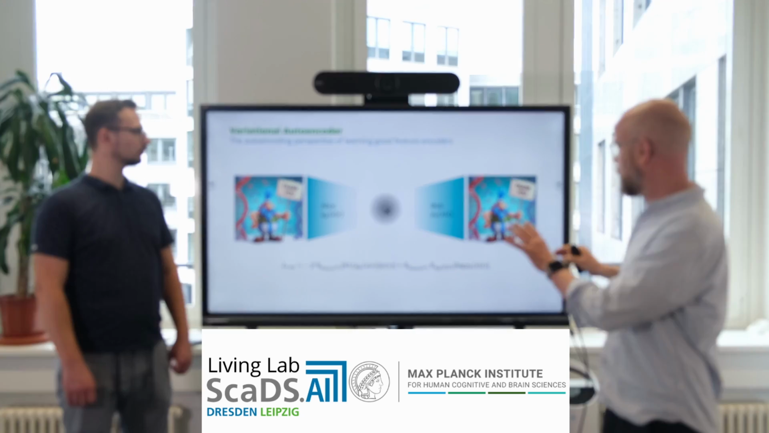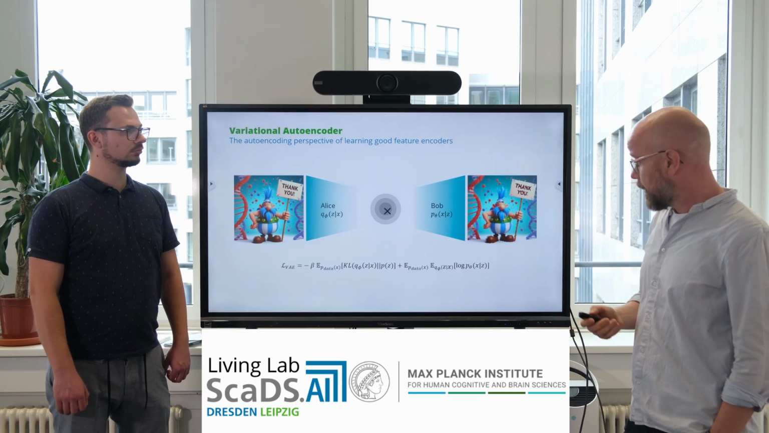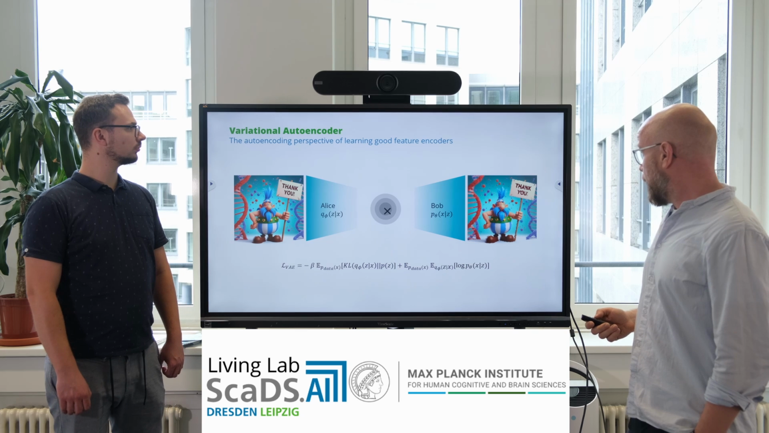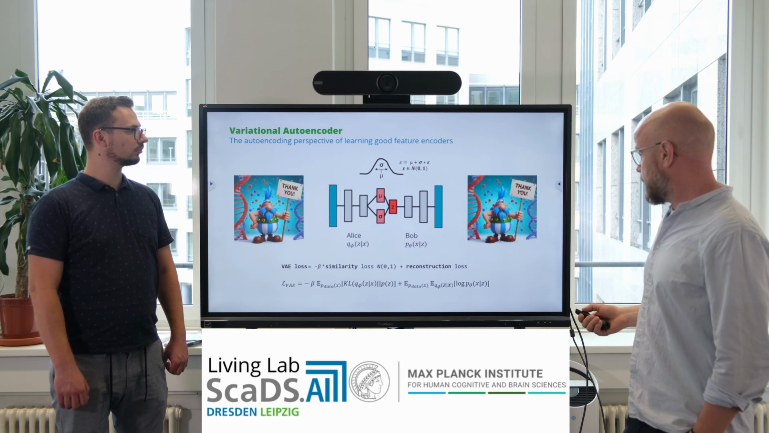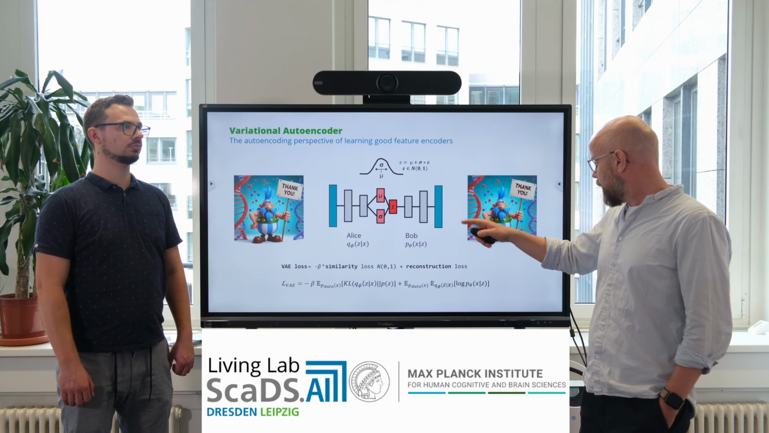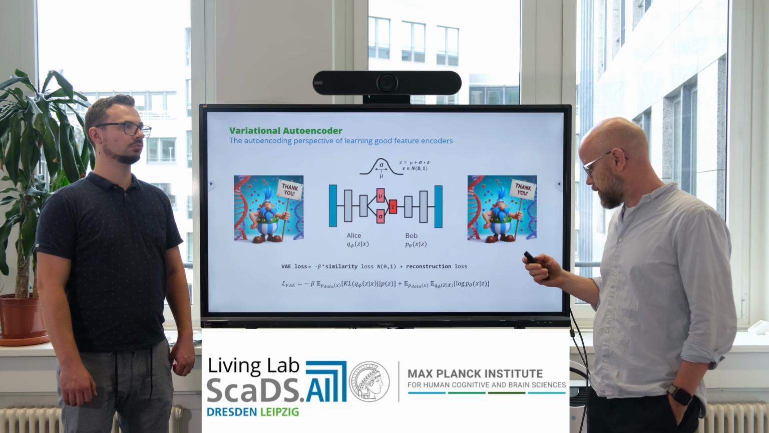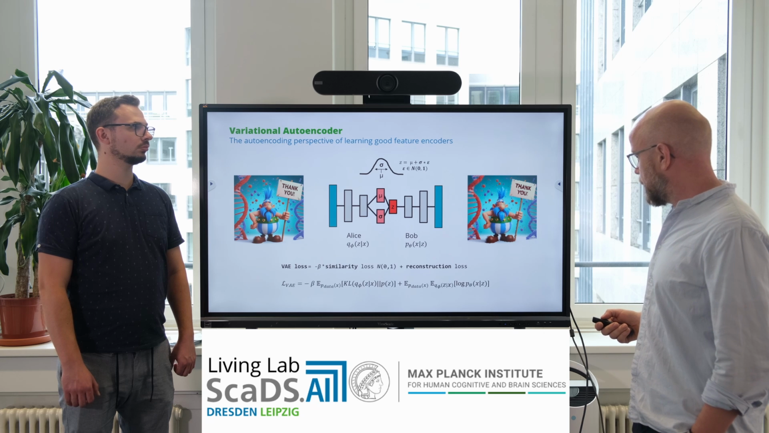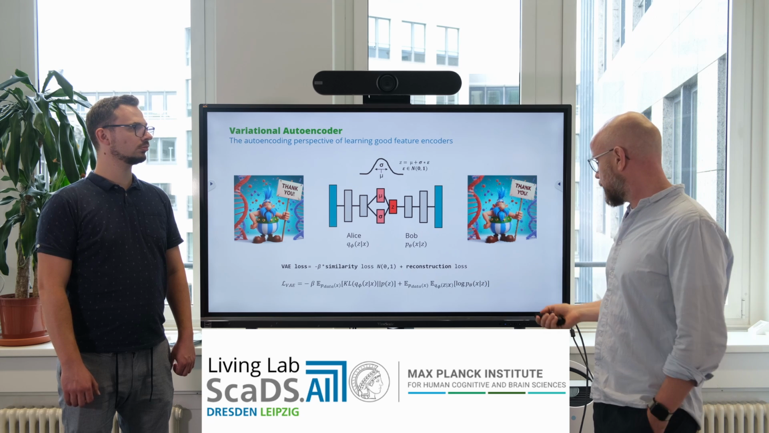And if you put that together, then that's the picture that you end up with. And in reality, it's not Alice and Bob. Those are actually deep neural networks that you use for inference and for generation. And that's basically how the loss function looks like.